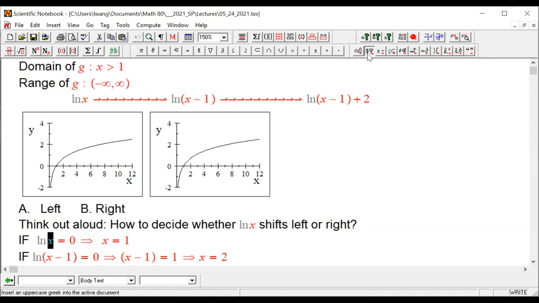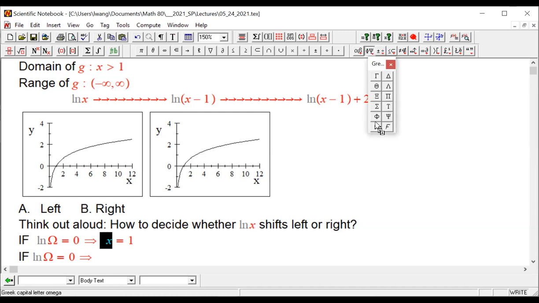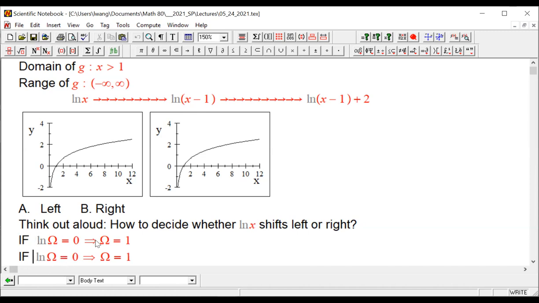Imagine this is baloney. When baloney equals 1, ln 1 equals 0. If ln of baloney equals 0, then the baloney is going to be 1, because ln 1 equals 0. So now when this guy is x, that's going to be x.